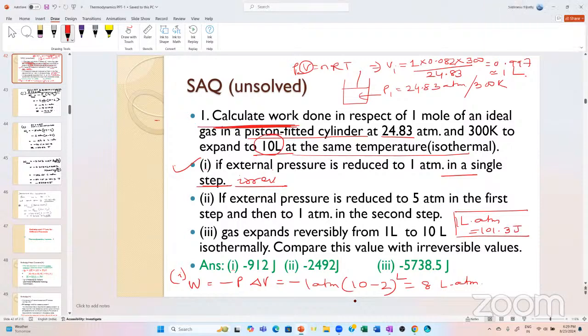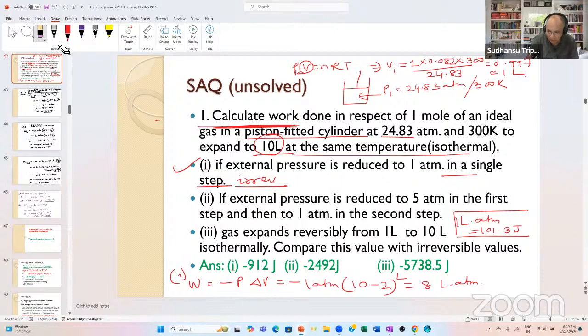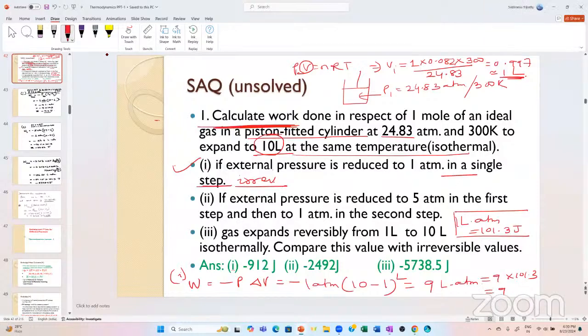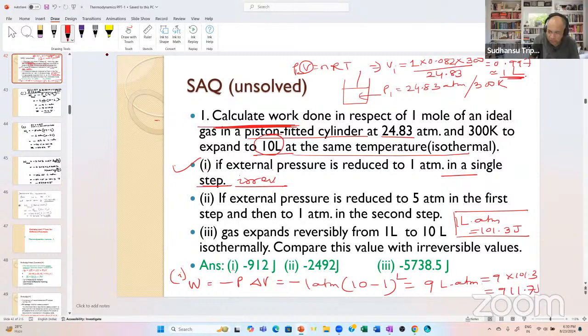Sir, it was 1 liter initially. Oh, 1 liter. I'm so sorry. Not 2 liter. This is 10 minus 1. Initially, it was 1 liter. We have found out here. So 10 minus 1 is 9. I'm so sorry. So 9 liter atmosphere. And remember this conversion formula. 1 liter atmosphere is 101.3 joules. You can convert yourself. So how many joules then? 9 into 101.3, that is 911.7 joules.